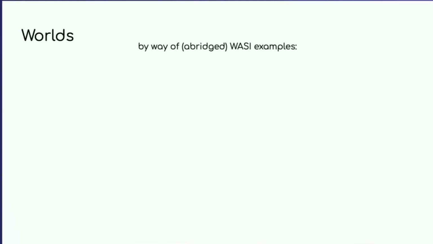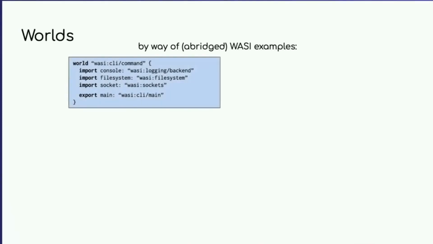So just to show worlds by way of example, I define a world called WASI CLI command that captures a traditional POSIX environment, where I get to import a logging backend as my console and a file system and sockets. And then I export a main function. That's like a traditional POSIX view of the world.